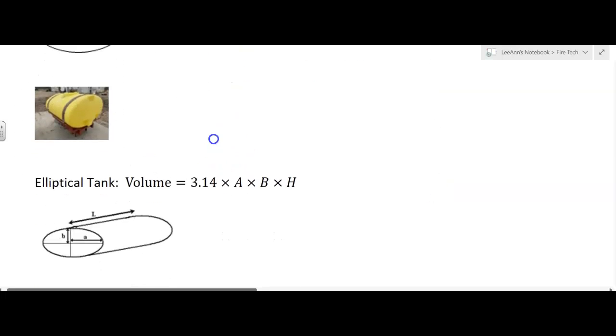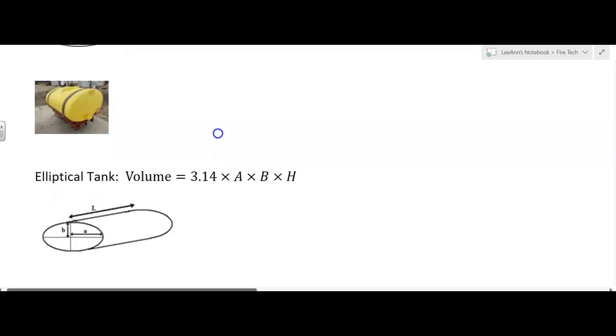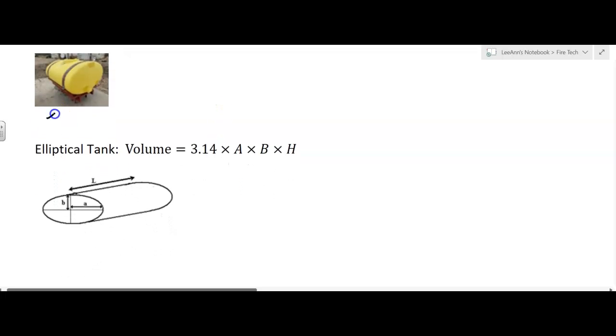Now, an elliptical tank. Here's a picture that I found. Think of that ellipse, and then you're stacking those ellipses, one right after another, like a townhouse cracker, those oval crackers, and then they come in like a tube, right? So you still have the A and the B. They switched it here. They've got A going one way and B going the other, but it doesn't really matter.